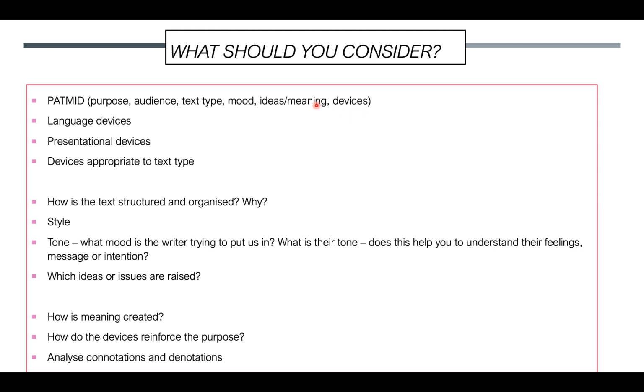So in terms of your devices, you've got a range. You've got language devices, structural devices, presentational devices, and like I said earlier, there are lots of devices that are appropriate to text type. You'll find that some appear in multiple different text types, but then some are quite specific to text type. Definitely have a think about how the text is structured and organised and why. Think about the style. Think about the tone, like what mood is the writer trying to put you in? How do they do that?